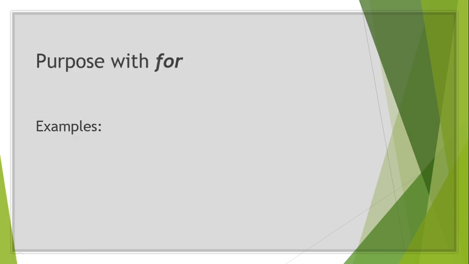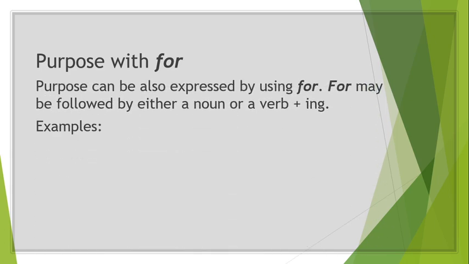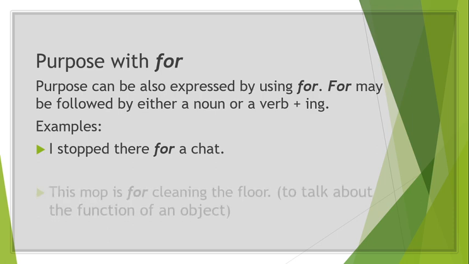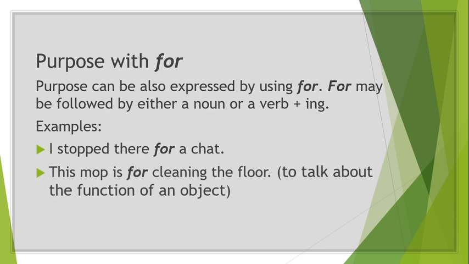Purpose with for. Purpose can also be expressed by using for. For may be followed by either a noun or a verb, but that verb always has to be in the ing form. For example, I stopped there for a chat. This mop is for cleaning the floor.